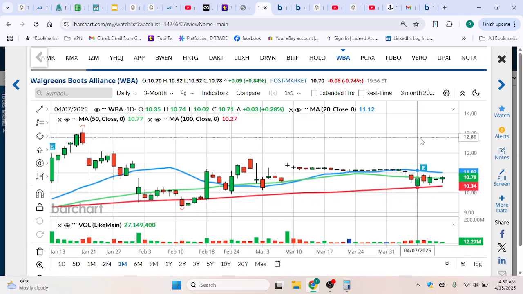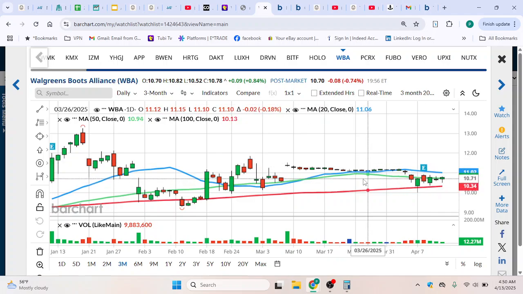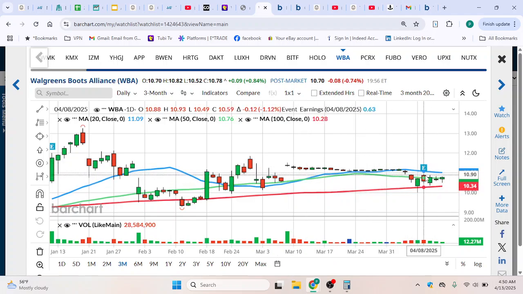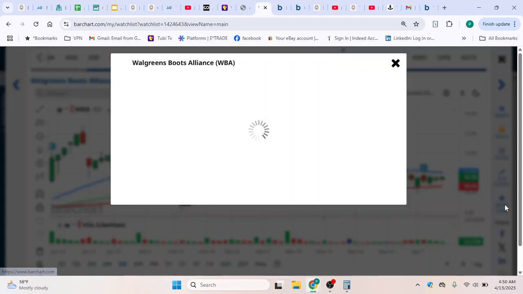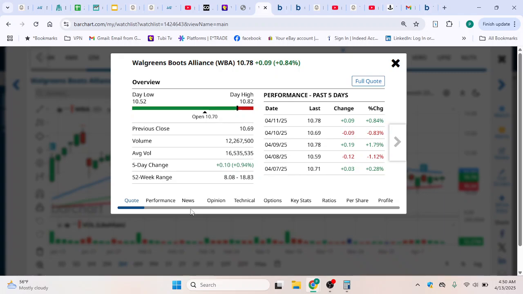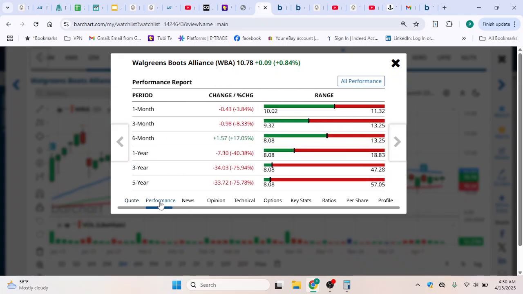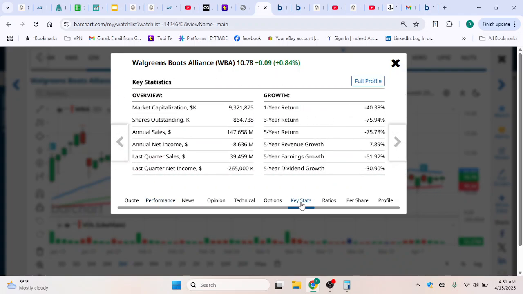This one, Walgreens, is similar to CVS, but I like the chart more on CVS. Now, Walgreens has some interesting metrics about it. When we look at the performance of Walgreens, a lot more red versus CVS. This will be a direct comparison to CVS because they compete in the same industries. A lot of negative stuff for Walgreens: 1, 3, 5-year returns negative, underperforming the market, negative earnings growth, and it just doesn't look good right now for Walgreens.